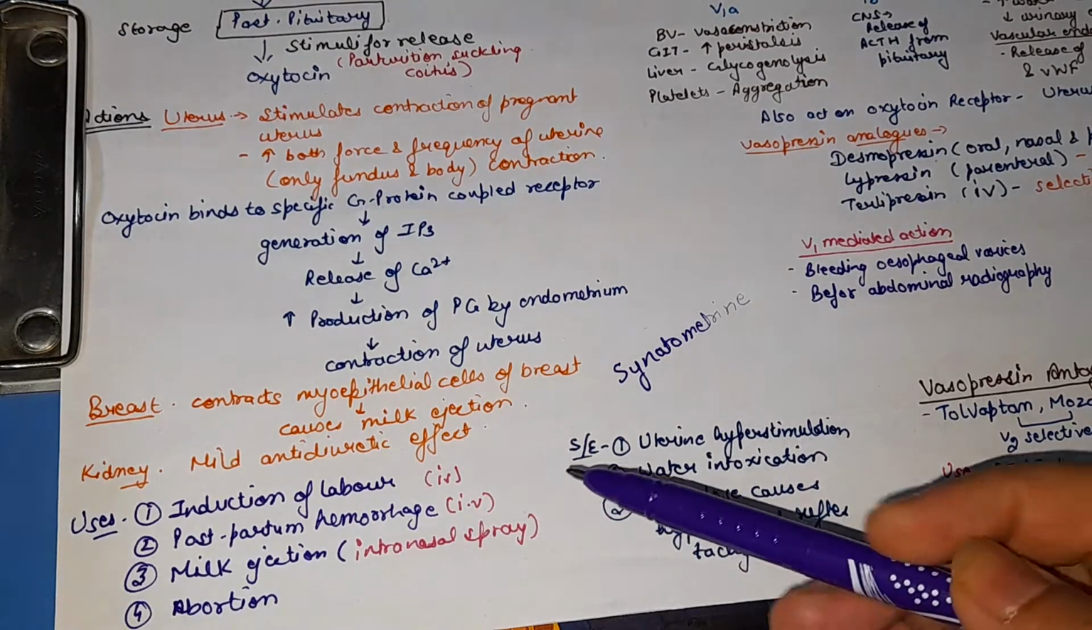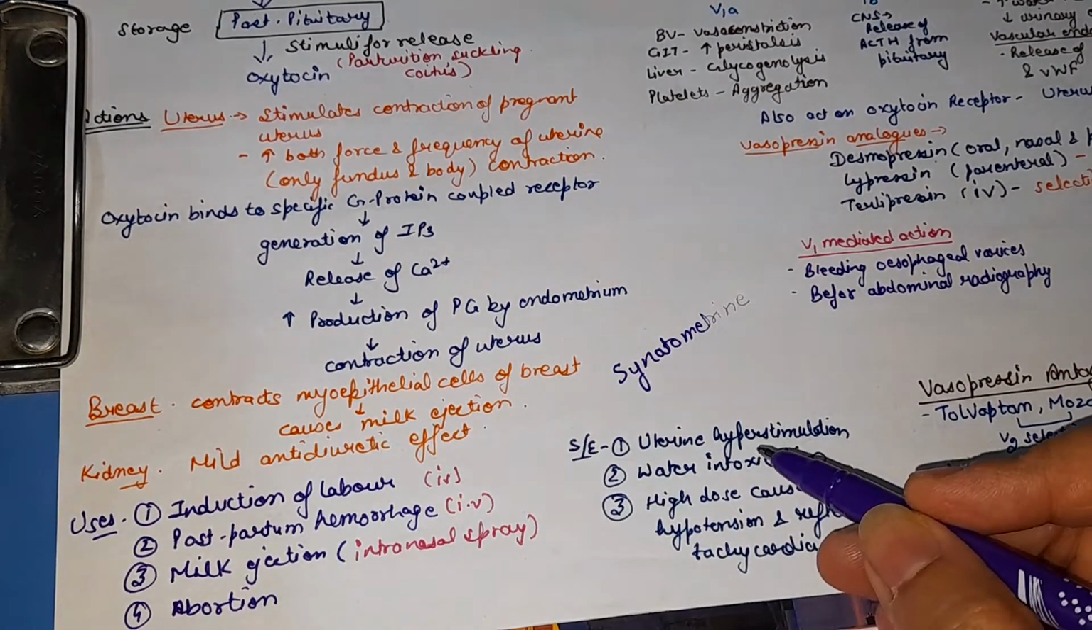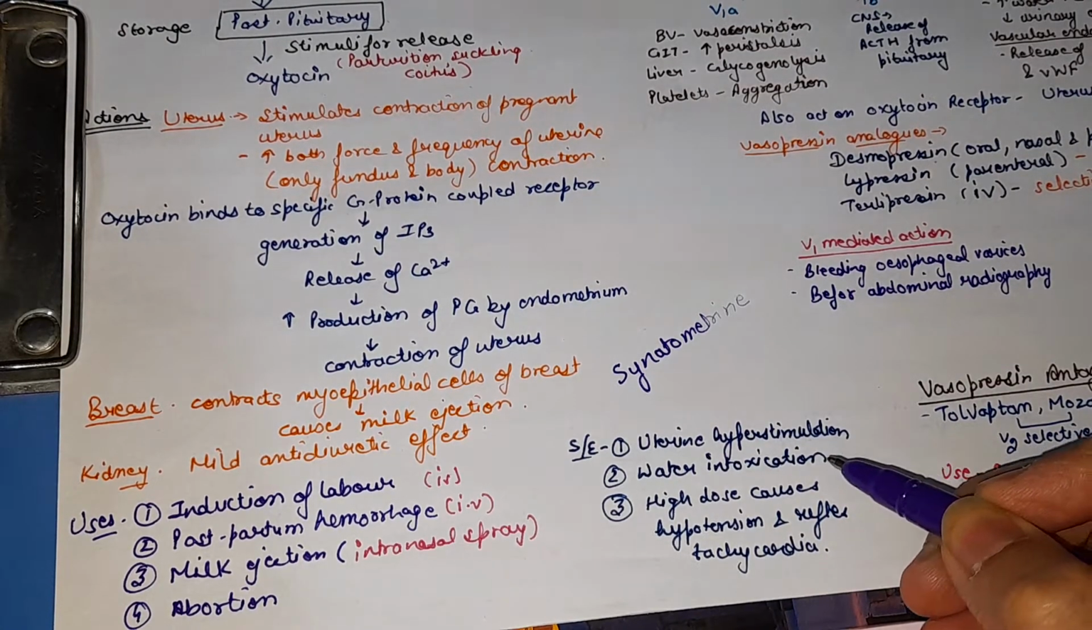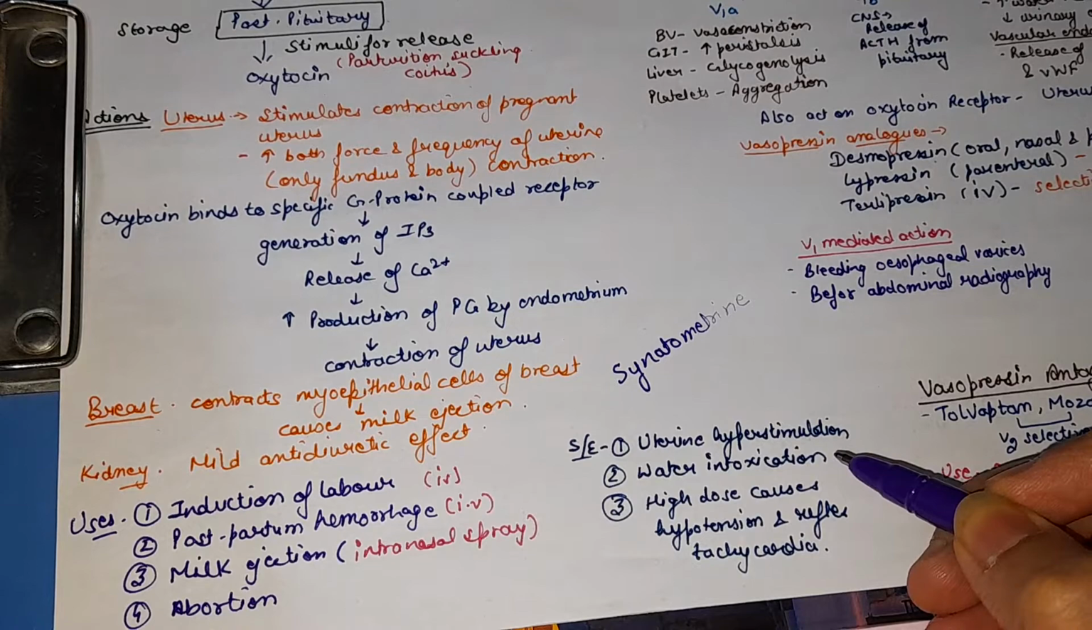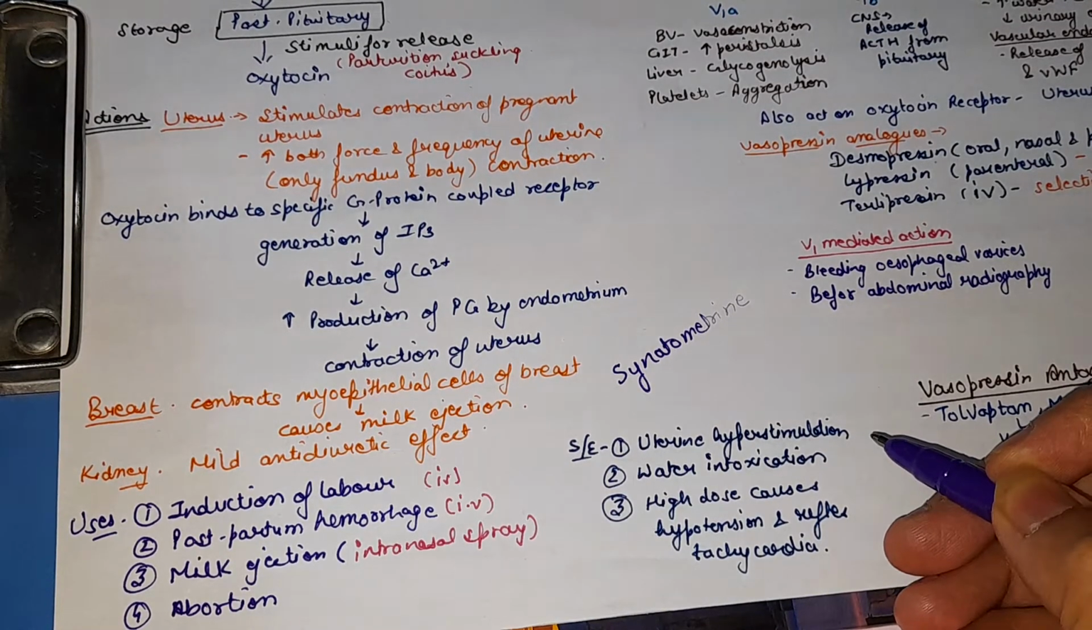Now, what are the side effects of oxytocin? The main side effect of oxytocin is uterine hyperstimulation. Overdosage of oxytocin can cause strong uterine contraction, which can result in uterine rupture, fetal asphyxia, and even lead to fetal death.